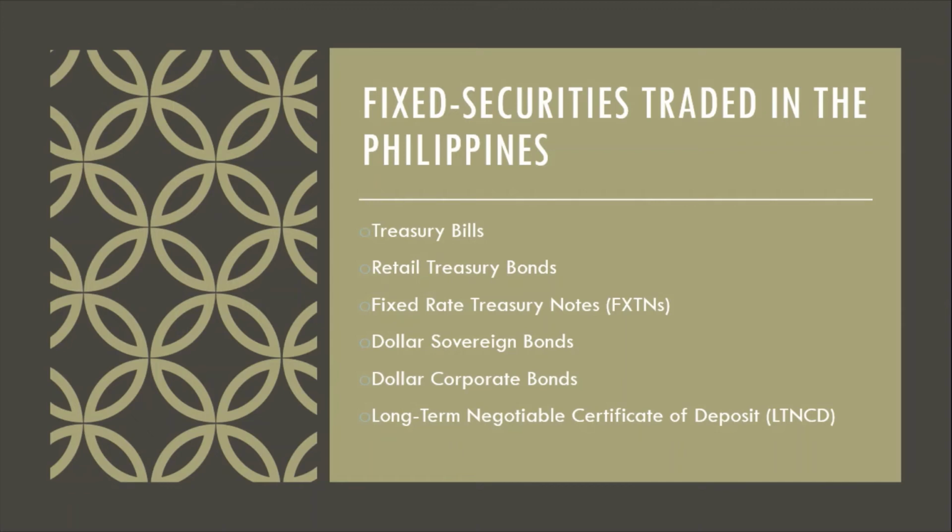bonds. Kasi when we say dollar sovereign bonds, we're talking of government bonds. So dollar government bonds. And then we have dollar corporate bonds. And we have long-term negotiable certificate of deposit or LTNCD. So, actually, itong long-term negotiable certificate of deposit, sa madaling salita, it's actually a time deposit. But what banks do is they securitize these time deposits and make it as a form of a bond.